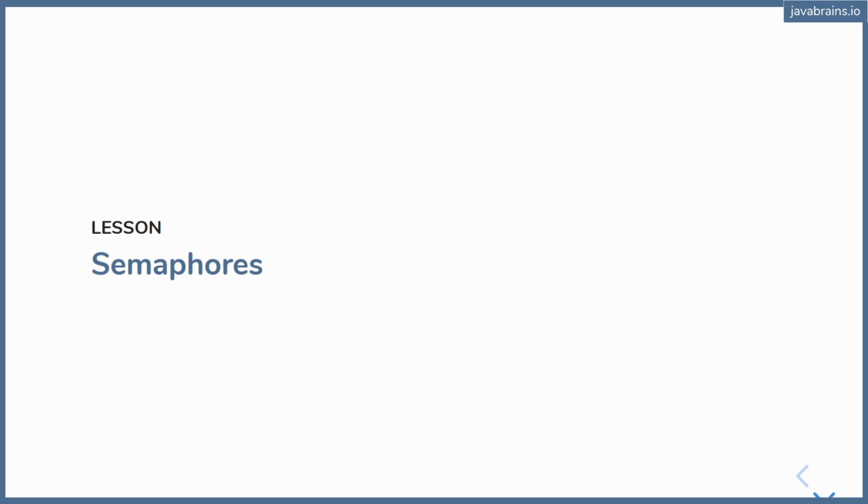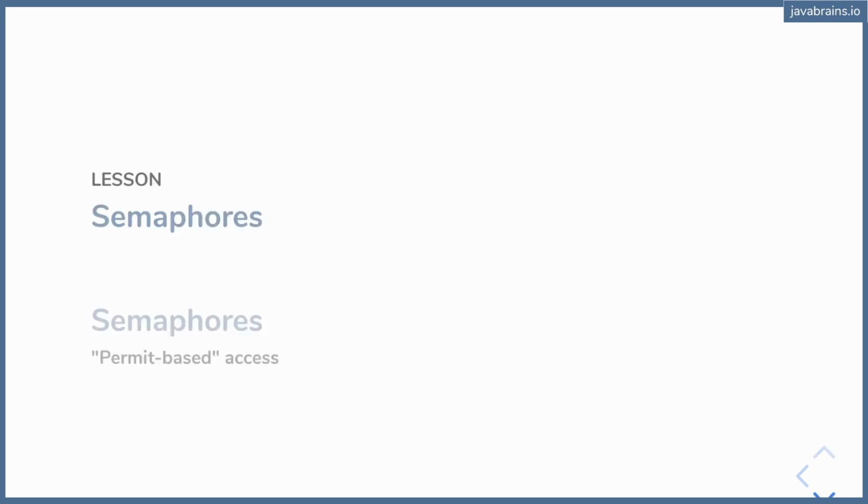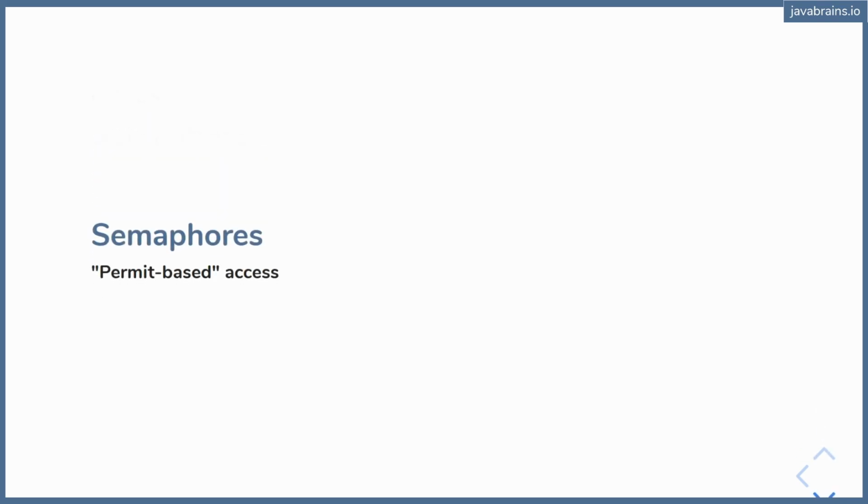In this tutorial, I want to talk about semaphores. We will understand what semaphores are and when and where you use them. Semaphores are constructs which I find very similar to locks conceptually, but with a slight twist, a slight difference. Semaphores allow permit-based access. It's basically allowing a limited number of threads at most to access a resource at any time.